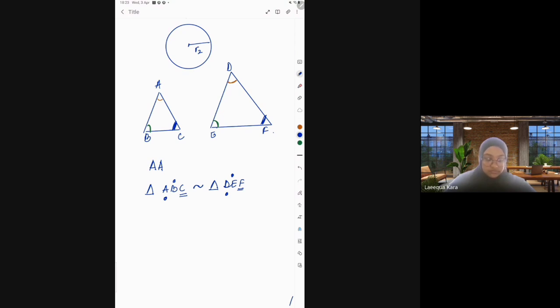Now, in congruency, if two triangles are congruent, the sides are equal. In similarity, if two triangles are similar, the sides are in proportion. They are not equal, but the corresponding sides are in proportion. So here I would have AB by DE should be equal to BC by EF, and that should be equal to AC by DF. So the angles will be equal, but the sides will be in proportion.